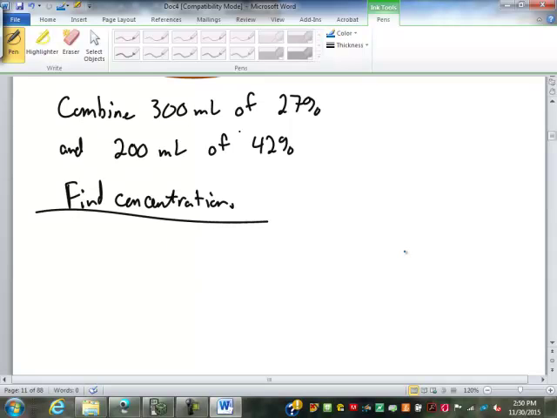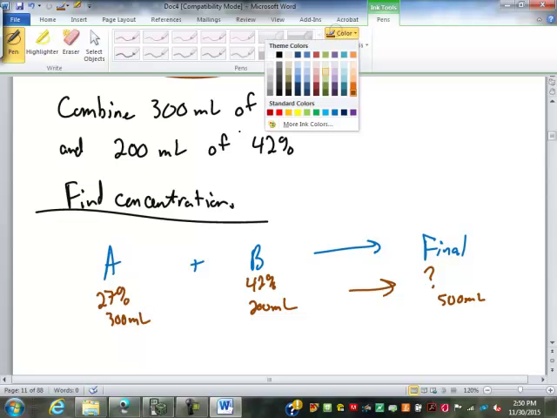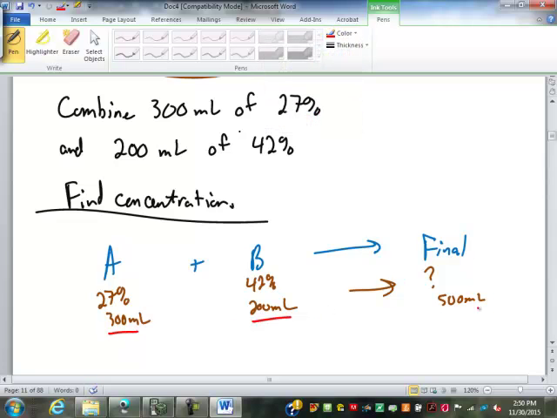Anyway, so what I have is I'm going to add one mixture plus the other mixture to get a final mixture. Well, my first one is 27%, and I have 300 milliliters of that. My second one is 42%, and I have 200 milliliters of that. Over here, I don't know the percent. That's what I'm looking for. Do I know how much of it I'm going to have? Where'd the 500 milliliters come from? Yeah, I combine 300 with 200, I'm going to have 500.